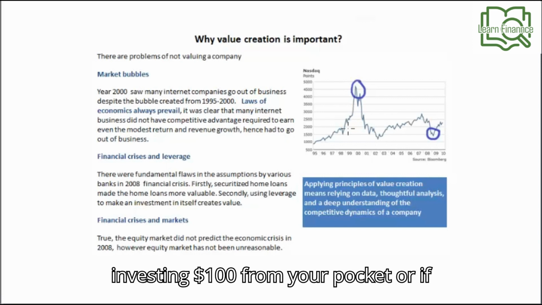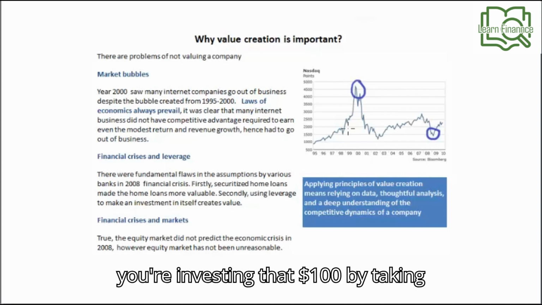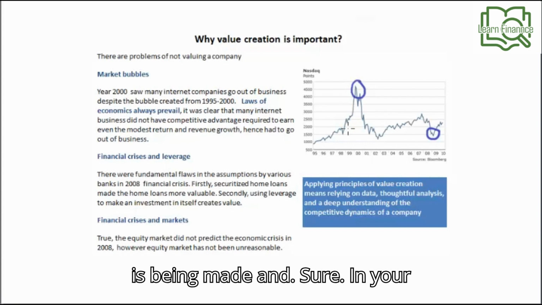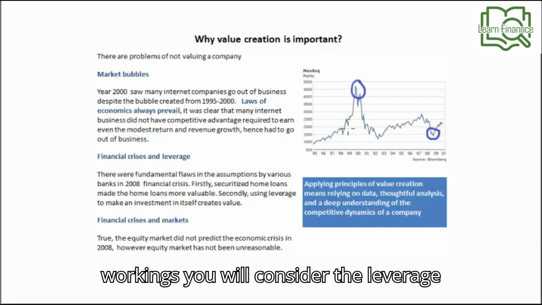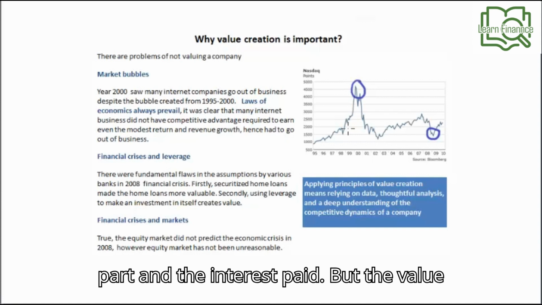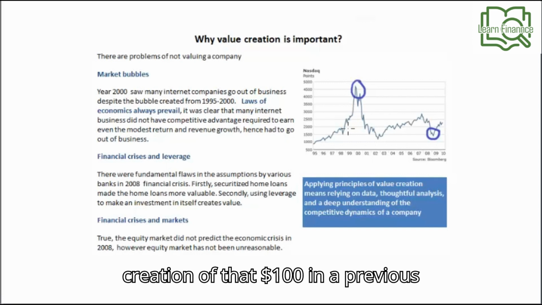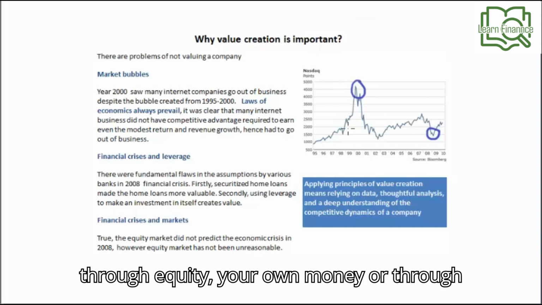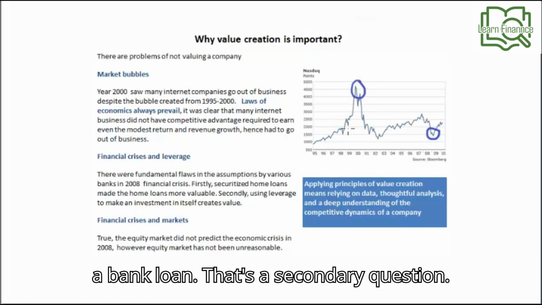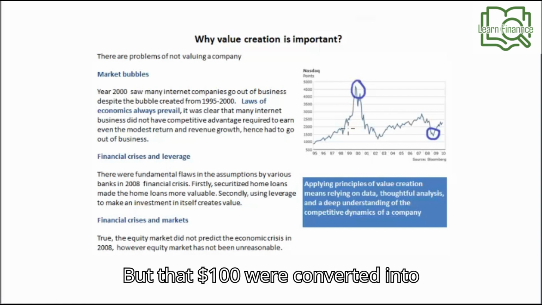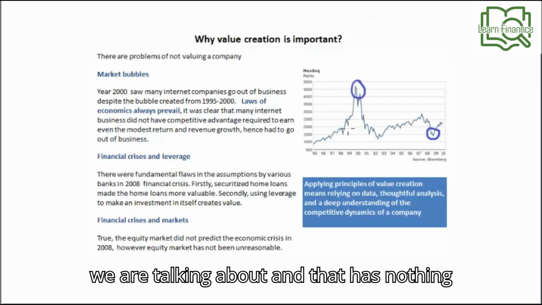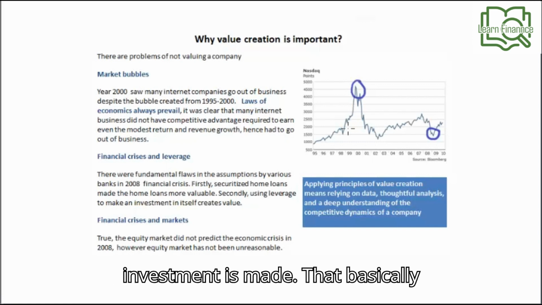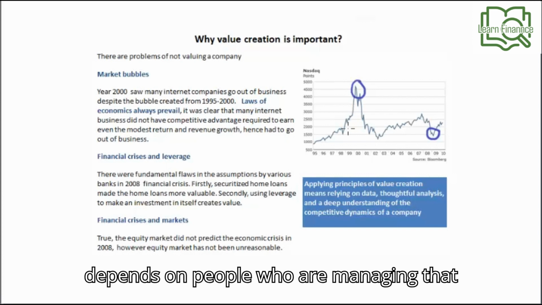If you're investing $100 from your pocket, or investing that $100 by taking a loan, how that $100 performs depends on the asset class in which the investment is being made. And sure, in your workings you will consider the leverage part and the interest paid. But in the previous example, $100 went up to $10,000, whether you made that $100 investment through equity, your own money, or through a bank loan. That's a secondary question. That $100 was converted into $10,000. That's the value creation we are talking about, and it has nothing to do with the means through which the investment is made. It depends on the people managing that money and how much value they are creating.